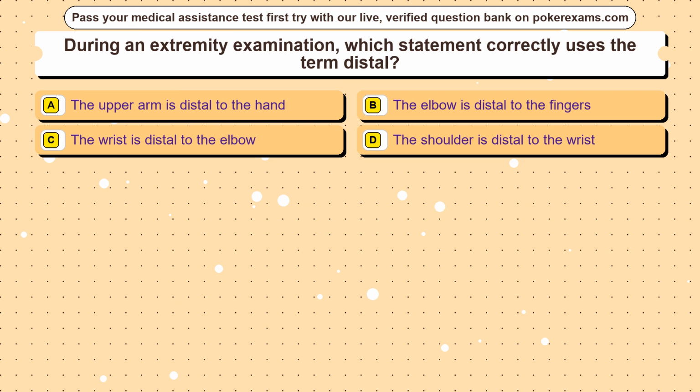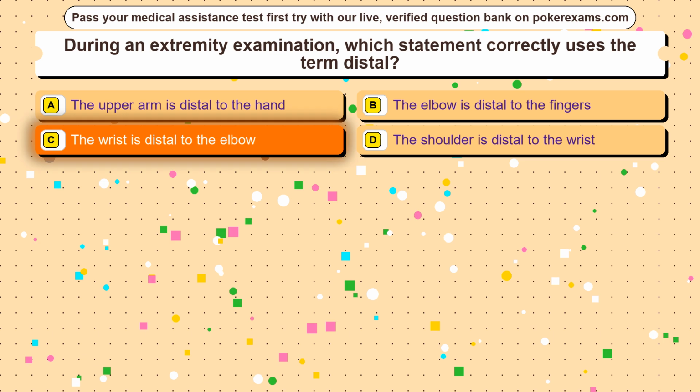Question 87. During an extremity examination, which statement correctly uses the term distal? Option A. The upper arm is distal to the hand. Option B. The elbow is distal to the fingers. Option C. The wrist is distal to the elbow. Option D. The shoulder is distal to the wrist.